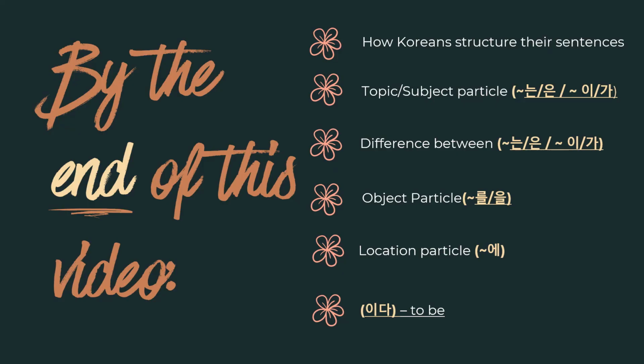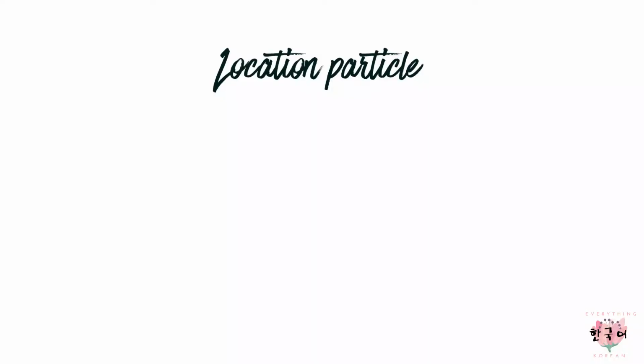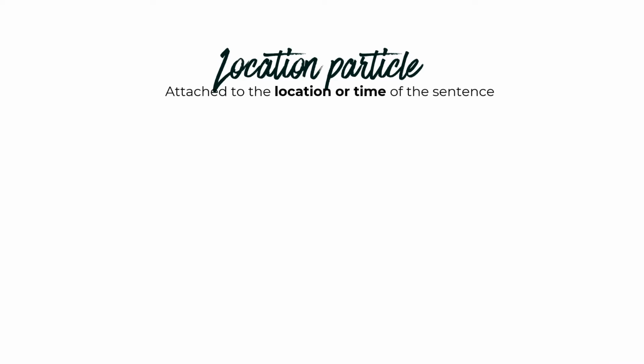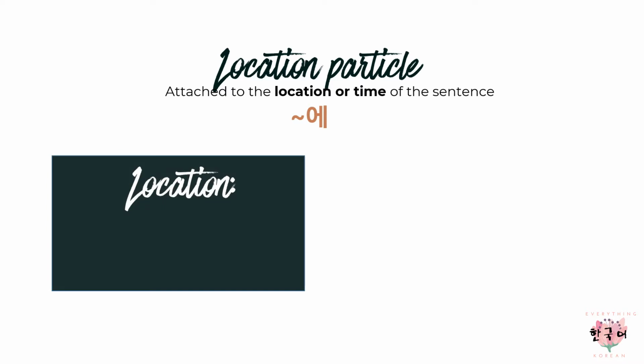Let's go now to the very last particle of the day, which is the location particle. The location particle is attached to the location or time of our sentence, and we use the particle e. Let's have the very first one. For location, for example, we have the sentence, I go to school. In this sentence, school is our location.